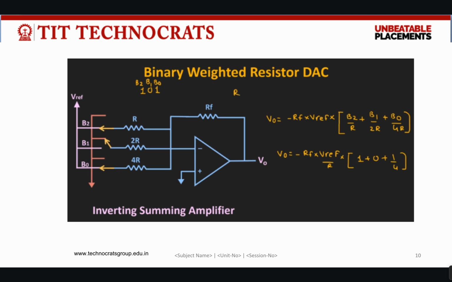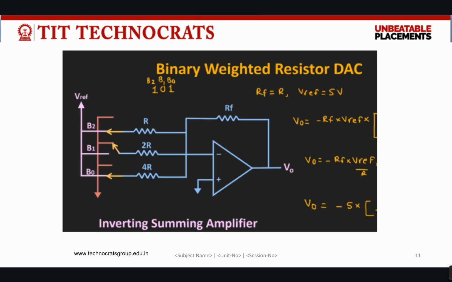For the binary weighted resistor DAC, if the bit stream is 101, V output is equal to minus of V reference into R feedback upon R into (B2 by R plus B1 by 2R plus B0 by 4R). So V naught is equal to minus of RF V reference upon R into (1 plus 0 plus 1 by 4).